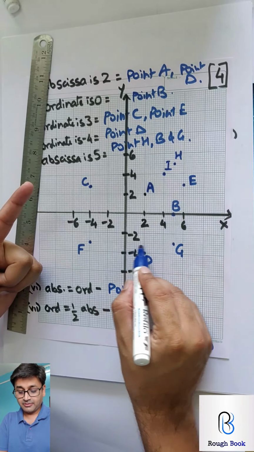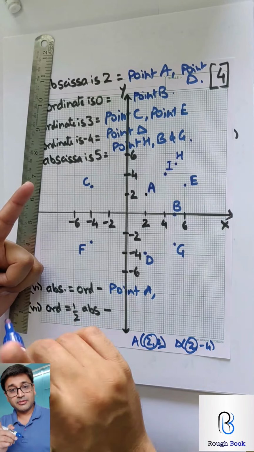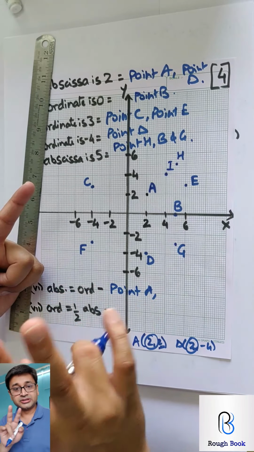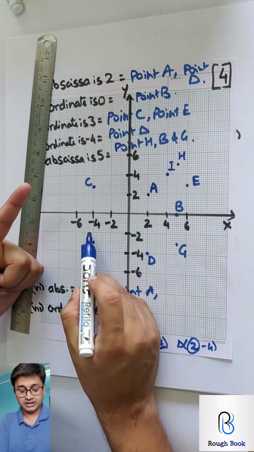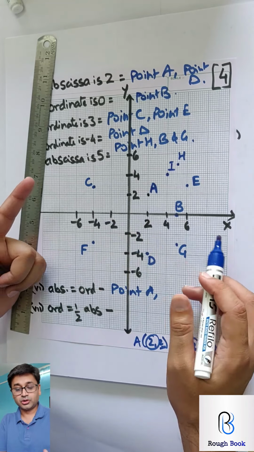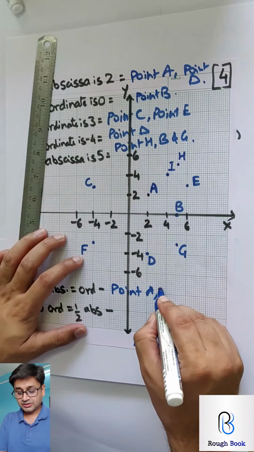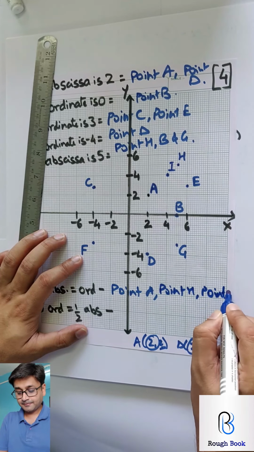G is (5, minus 3). No. (2, minus 4). No. Even if it is (2, minus 2), that's fine, because in that case the units are the same, that is 2 and 2, although it is negative. So don't bother about that. Minus 4, minus 3. No. Minus 4, 3. No. So only two more points, H and I. So write there point H and point I.